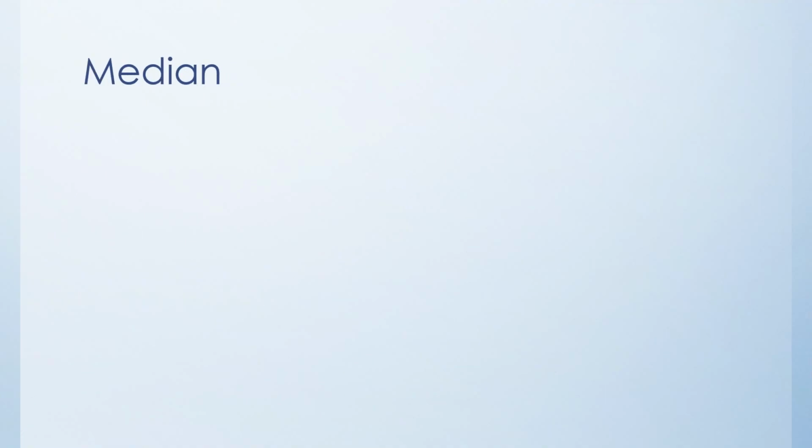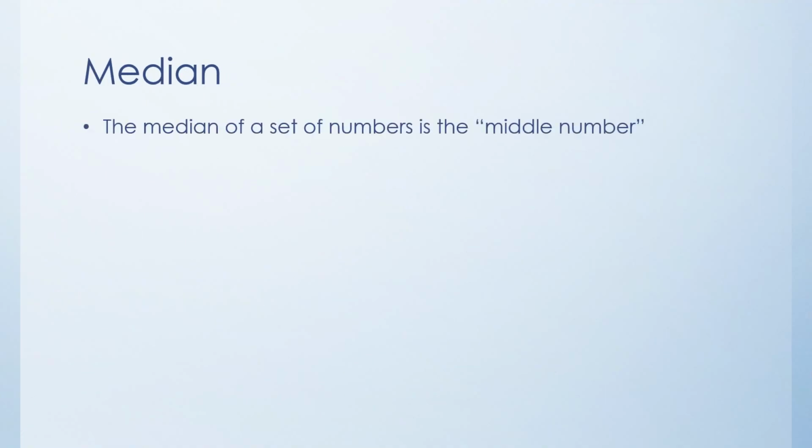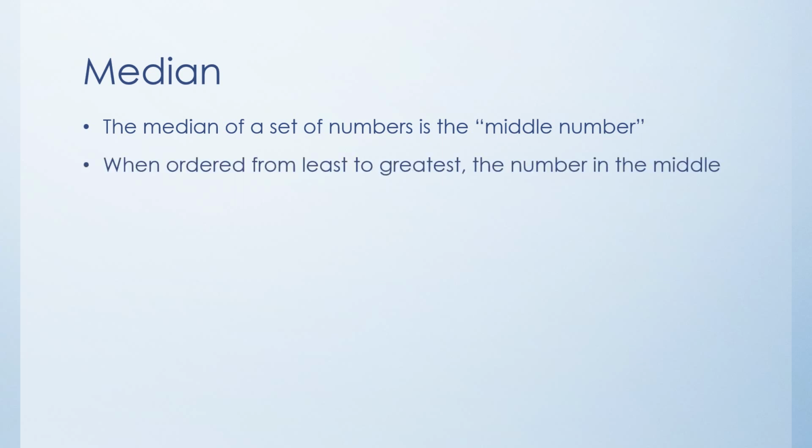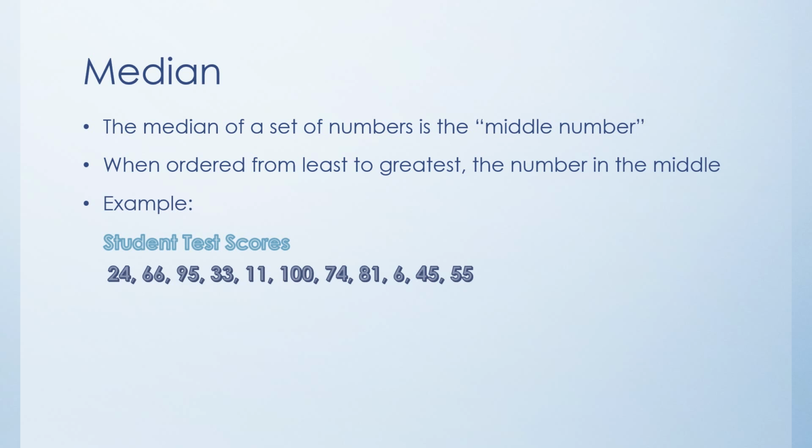Anyway, let's talk about median first. The median of a set of numbers is the middle number. And what I mean by the middle number is that when the set of numbers is ordered from least to greatest, it's the number in the middle. So to help you visualize what I'm talking about, we can look at this example.